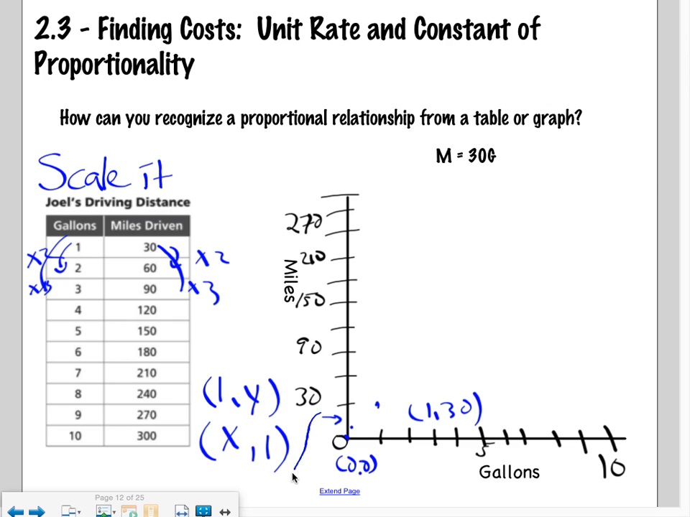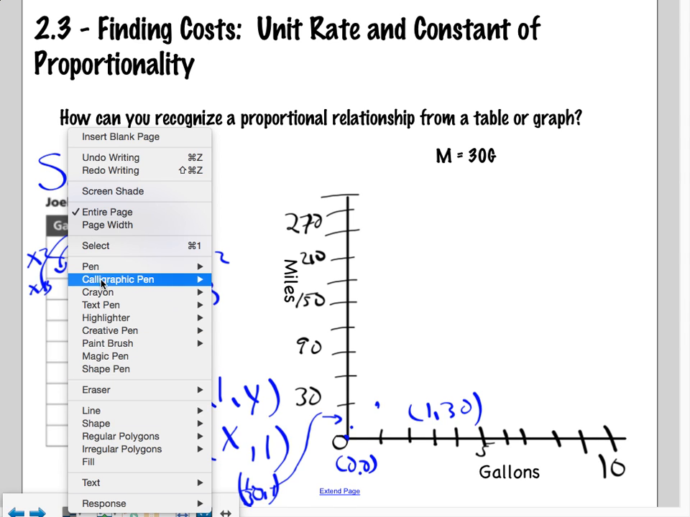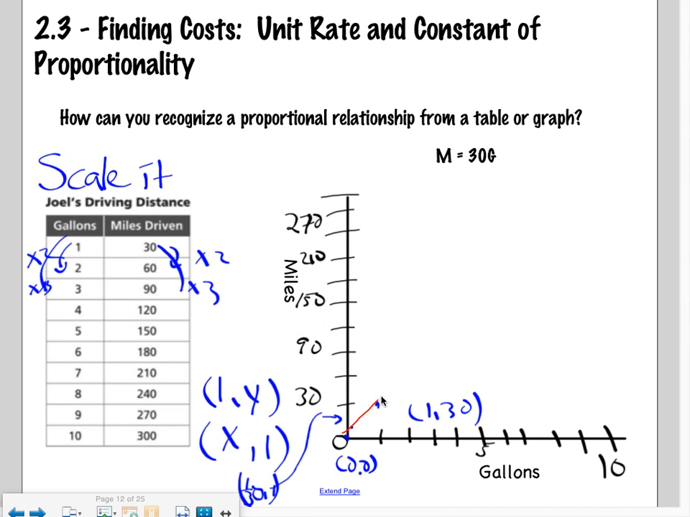So we have x is 1/30th and y is 1. And then, if we want to connect these 3 points, and that's our line. So it goes through the origin, through the 2 unit rates, and onward.